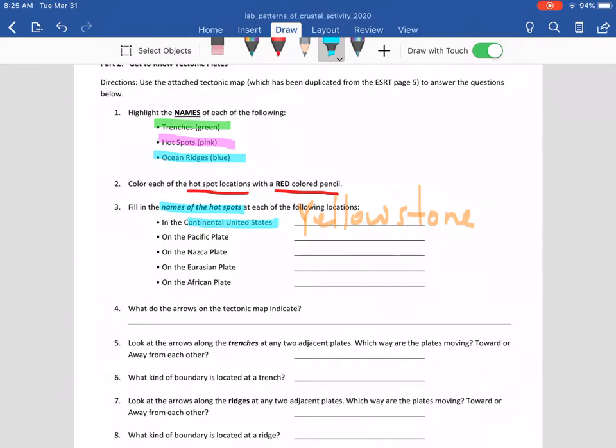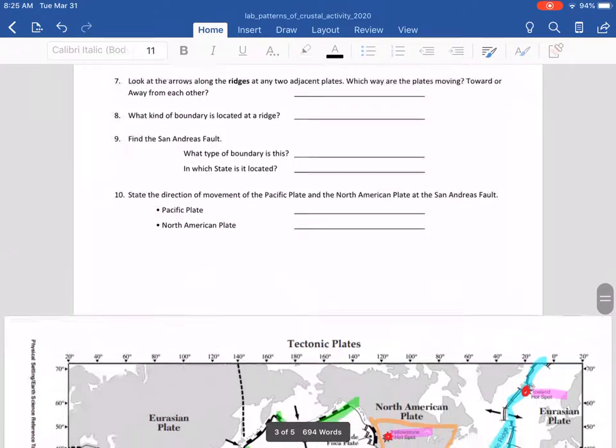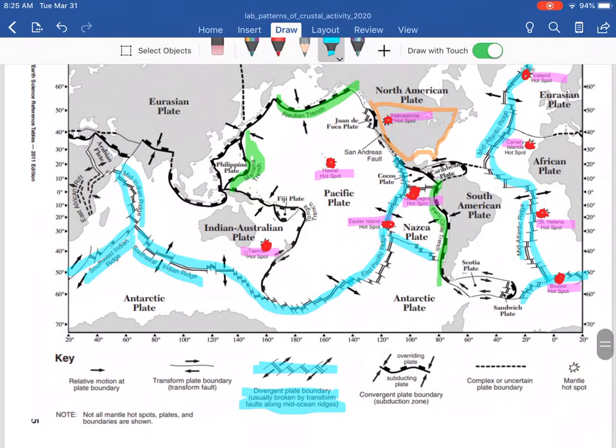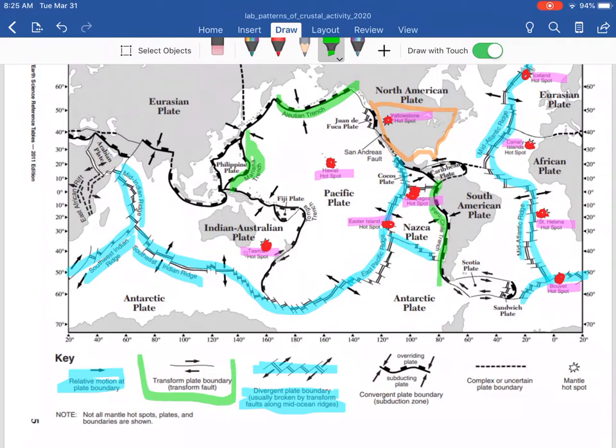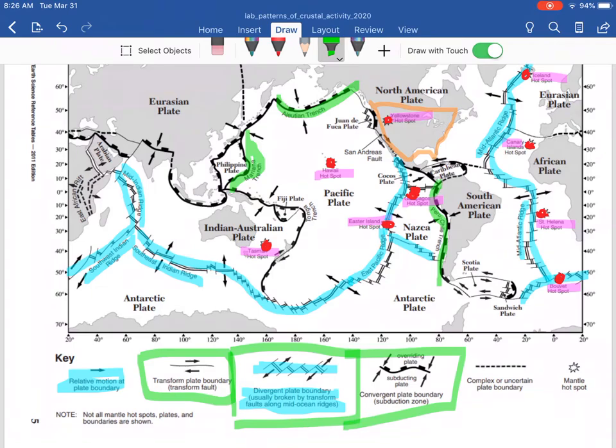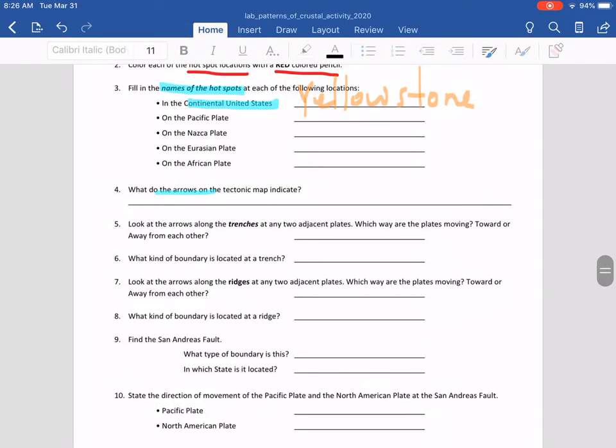The rest of these on this page are going to be asking you mostly about the arrows, and I do want to introduce this for you, and then I'll let you apply it to the rest. Generally speaking, the arrows are about the relative motion at a plate boundary. When we look at the various types of plate boundaries on here, from a transform plate boundary to a divergent plate boundary to a convergent plate boundary, the arrows move relatively differently at each type. So when you're asked in these questions to identify that, that's what you're going to have to do.